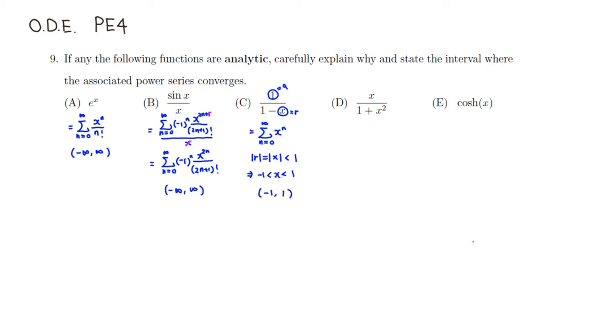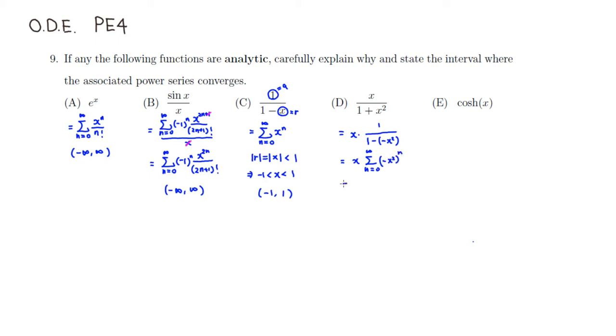All right, and this is a tweaked version of pretty much the same thing. If you rewrite it, I'm going to put the x outside, then I have 1 over 1 minus negative x squared. Then we can use the same technique. So this is going to be x times a summation, n goes from 0 to infinity. The only difference is, instead of x, we're going to put negative x squared. So we have negative x squared to the n.